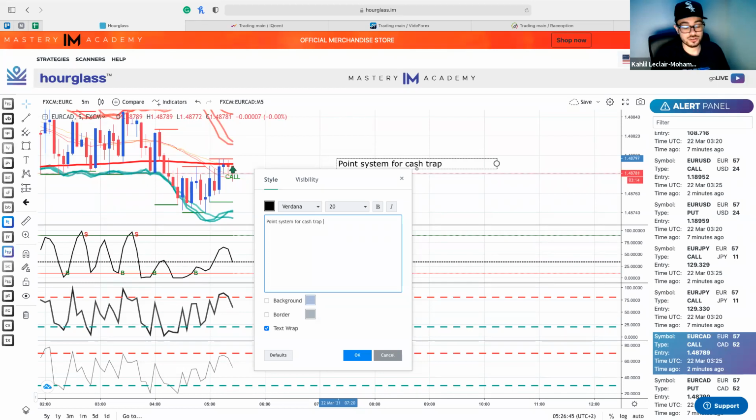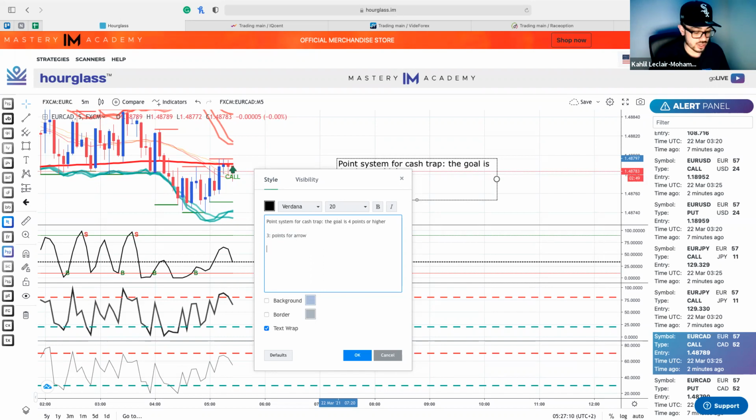Point system for Cash Trap. Okay. 3 points for an arrow, and I'm just going to put the goal first. The goal is 4 points or higher. So you automatically get 3 points for an arrow.